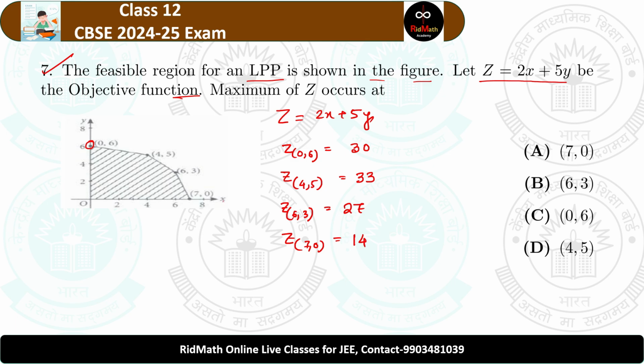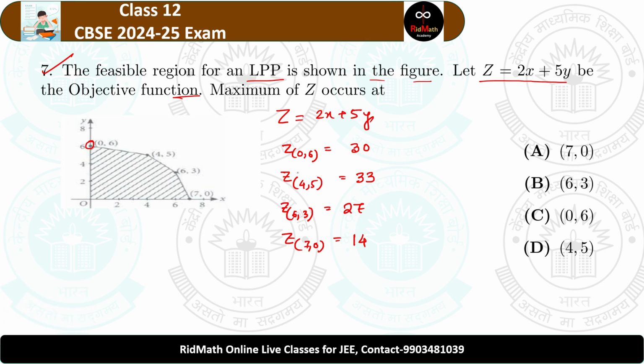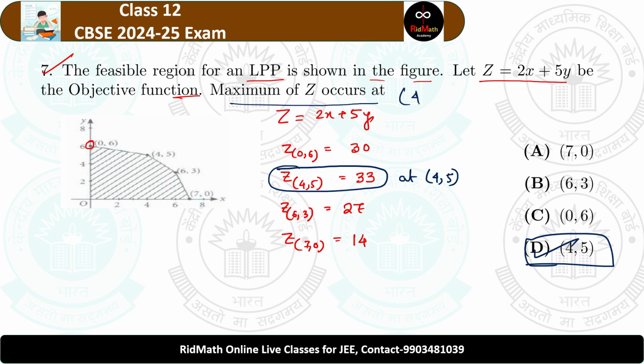So you can easily check that the maximum occurs at this point, which is 33, so at 4, 5. So option D is correct. The maximum of Z occurs at 4, 5. Okay, next problem.